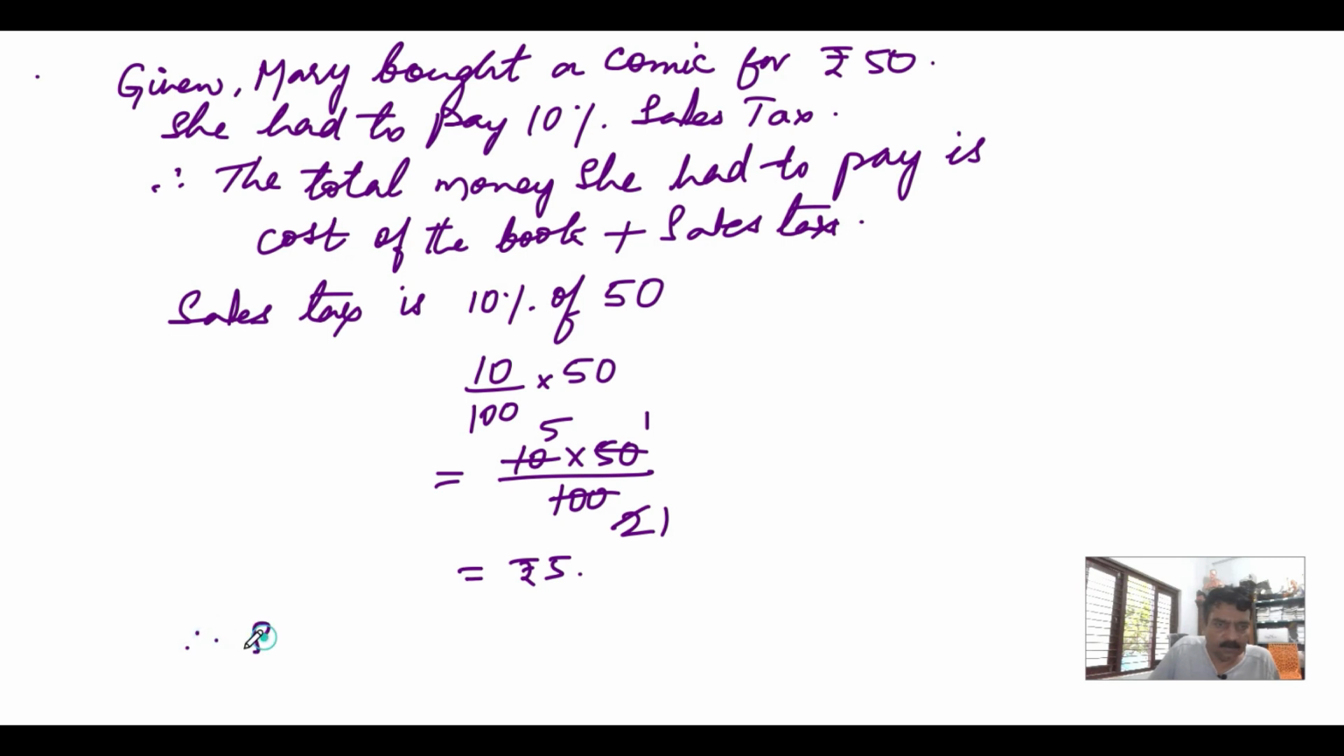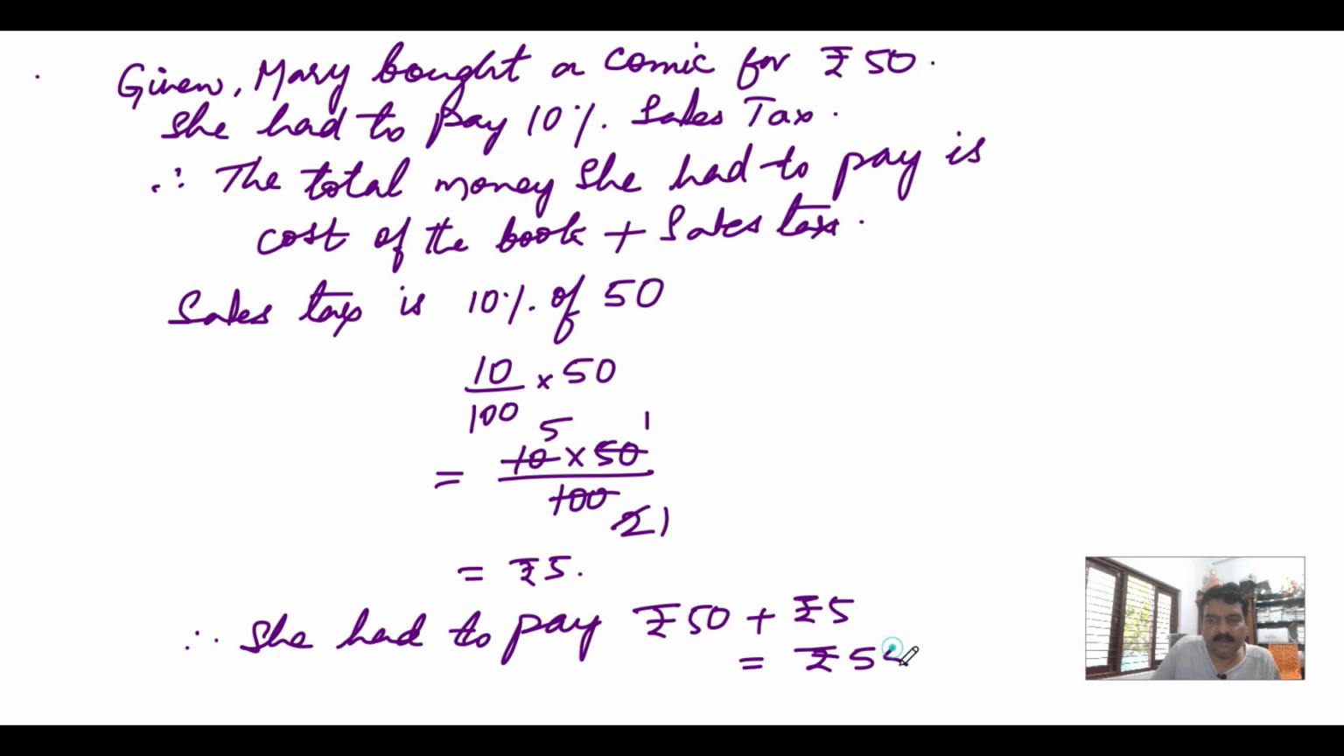Therefore she had to pay cost of the book, how much? Rupees 50 plus sale tax, how much? Rupees 5, is equal to rupees 55.